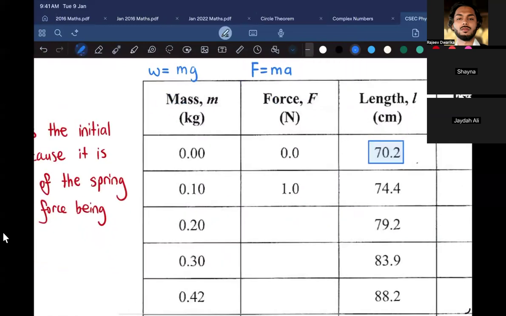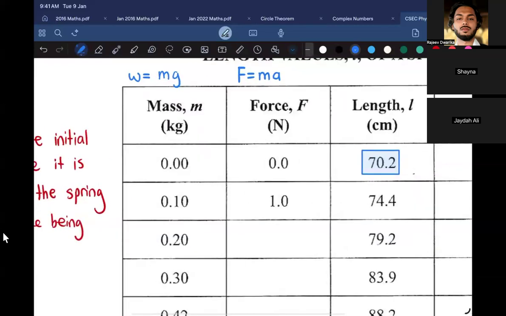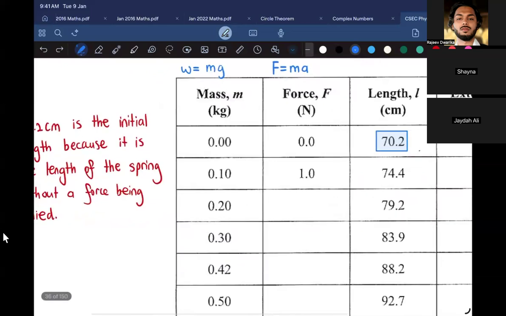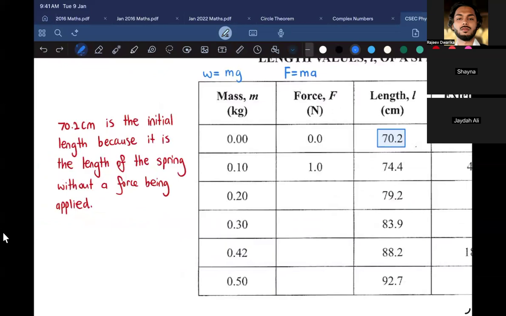Gravity is usually 9.8 or what? 9.8 or 10. What would I have to multiply 0.10 by to get one? 10. Yeah, exactly. So we think the gravity constant is 10 for this question. Correct. So check how we would do this.